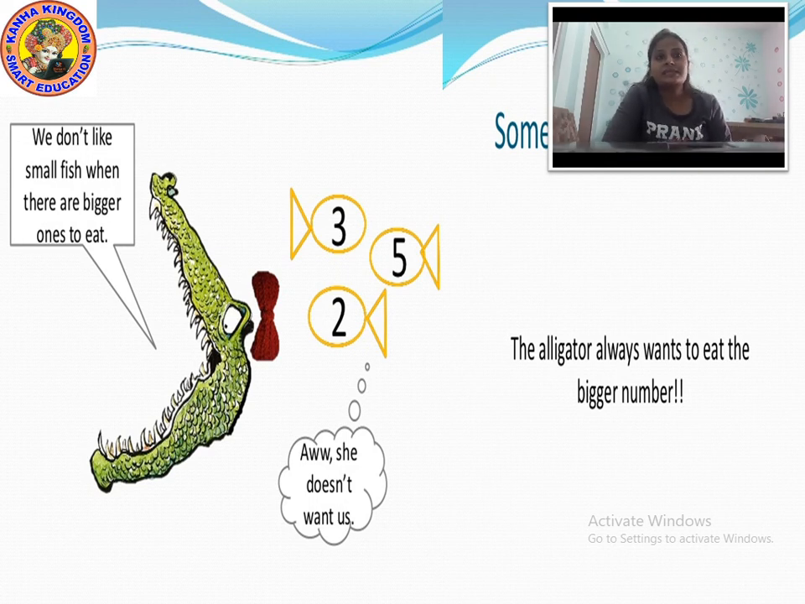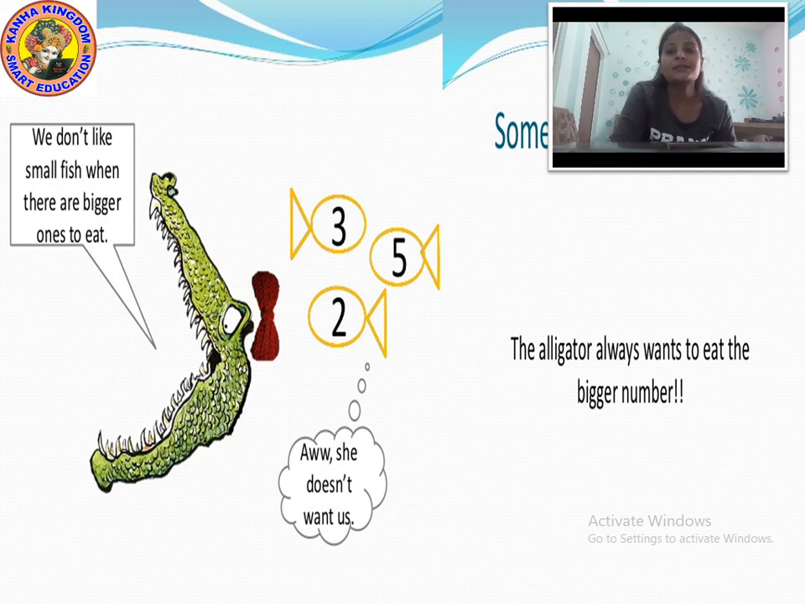The alligator is eating the bigger number, and his mouth is open on which side? Yes, his mouth is open on the left-hand side. So if the mouth is open on the left-hand side, it means it is the more than sign, or we can say the greater than sign. This is the greater than sign.